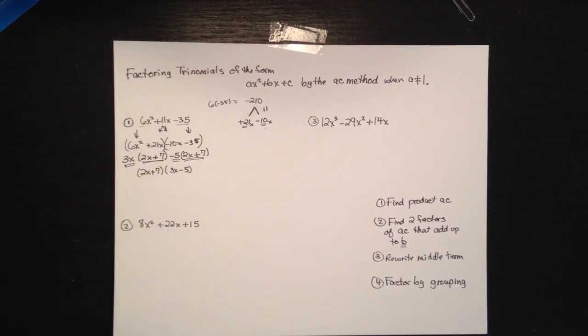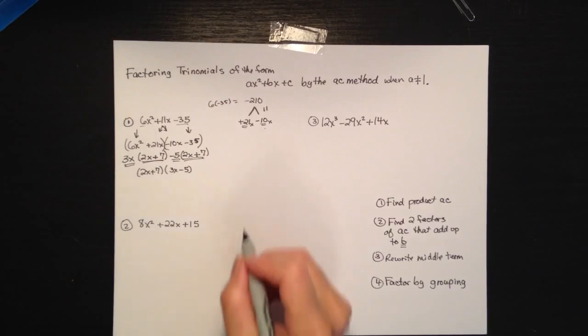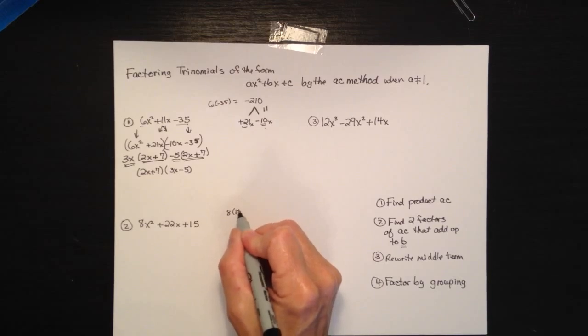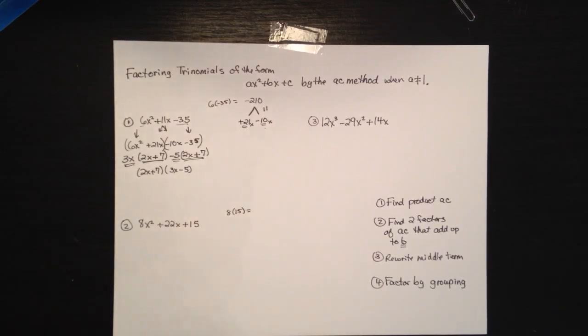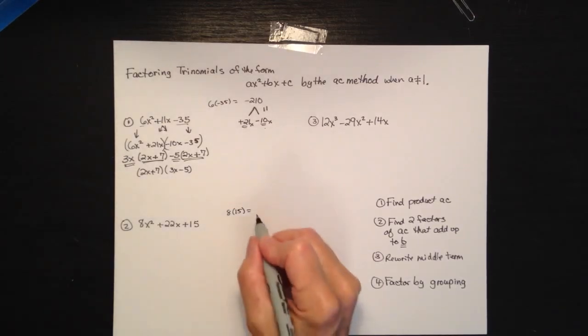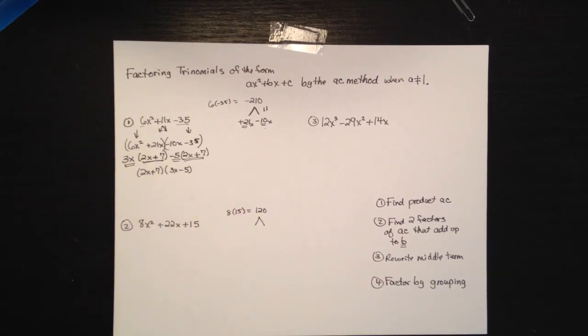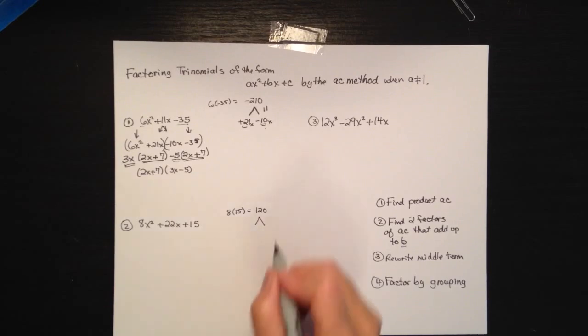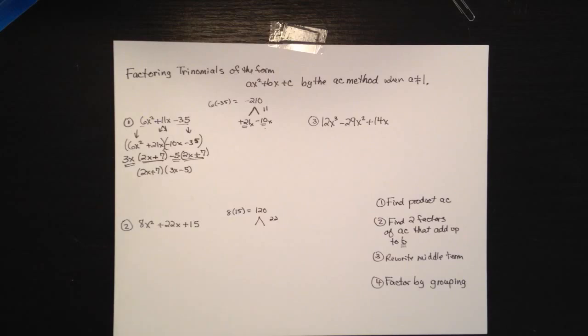If we look at number 2, we have 8x squared plus 22x plus 15. We're going to take the product a times c. So in this case, it's 8 times 15. If we multiply 8 times 15, we find that that equals 120. So we need to find two factors of 120 that add up to be b, which in this case is 22. Okay, you think about different factors of 120, and this one doesn't have to be that difficult.